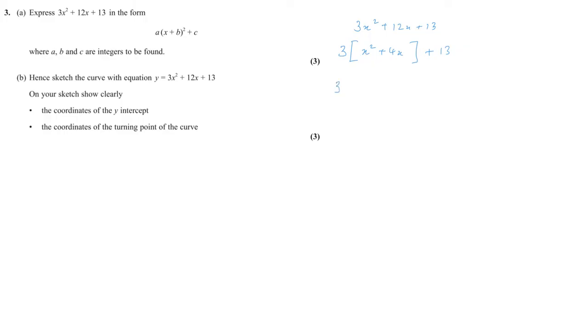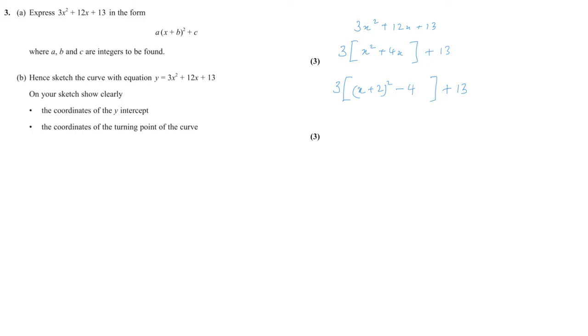So then when I move on to the next line, I set my next line up like that. Everything outside the square brackets stays outside the square brackets. And I just focus on what's inside the square bracket. So that's where we complete the square. X plus 2 squared, because it's just half of this value, minus, and then 2 squared is 4, and there we have it.